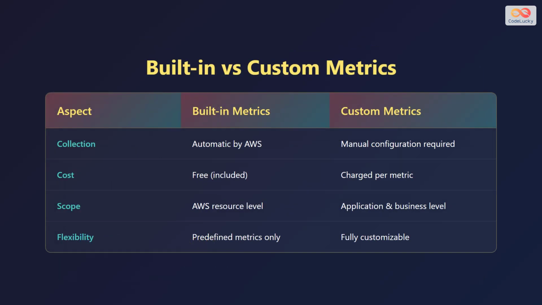Let's compare built-in and custom metrics across four key aspects. For collection, built-in metrics are automatic by AWS, while custom metrics require manual configuration. Regarding cost, built-in metrics are free and included with your AWS services, whereas custom metrics are charged per metric. In terms of scope, built-in metrics operate at the AWS resource level, while custom metrics work at the application and business level. Finally, for flexibility, built-in metrics offer only predefined options, but custom metrics are fully customizable to your specific needs. Understanding these differences helps you choose the right metric type for each monitoring scenario.